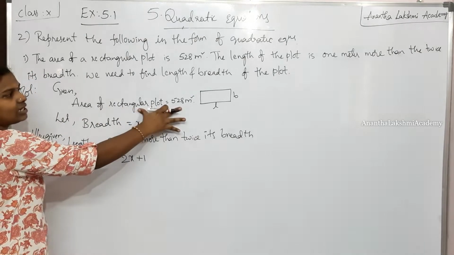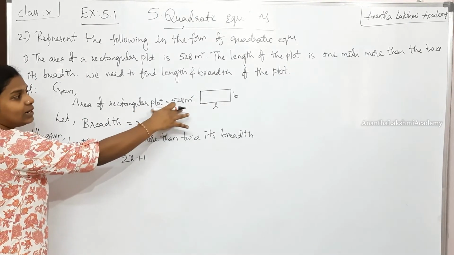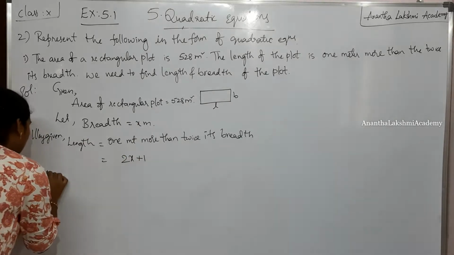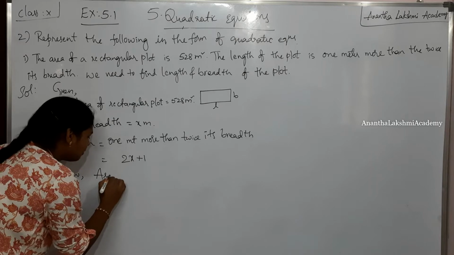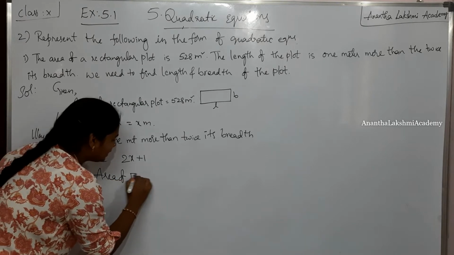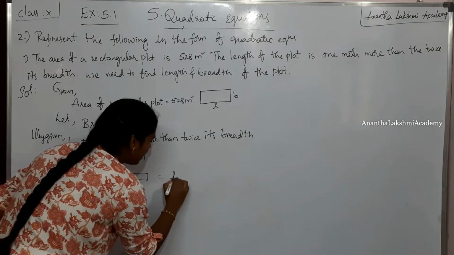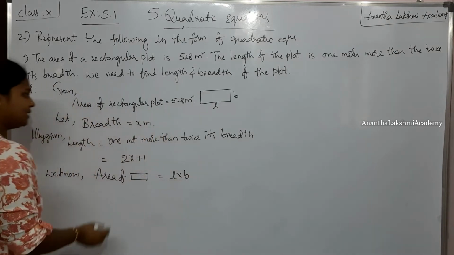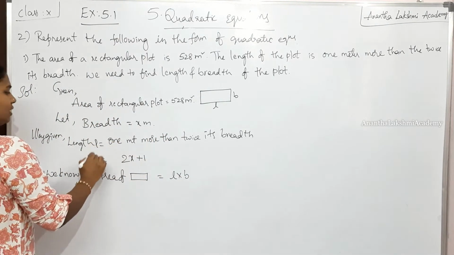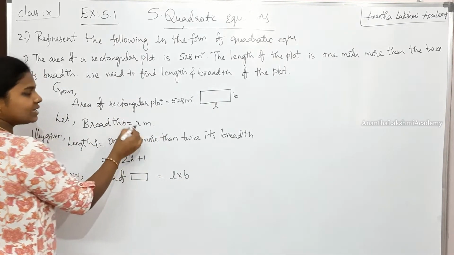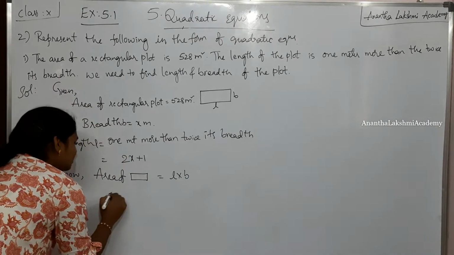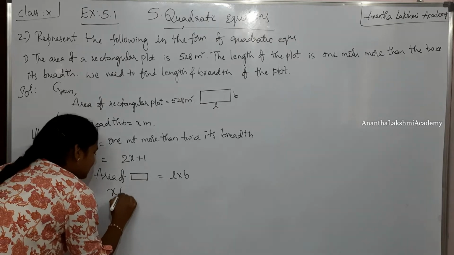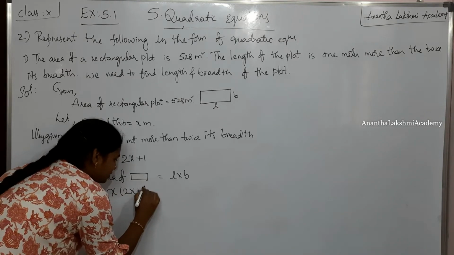Now, what is given for us? Area of the rectangular plot is 528 square meters. We know that the area of a rectangle is equal to L into B, isn't it? Now, length is equal to 2x plus 1, breadth is equal to x meters. So, area is nothing but L into B, which is x into 2x plus 1.